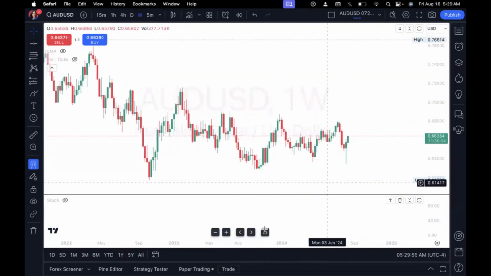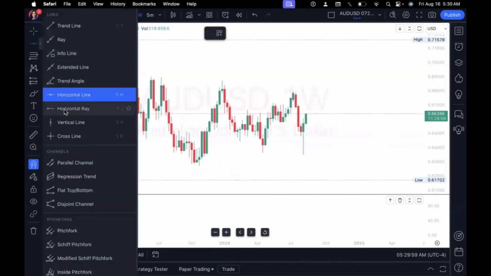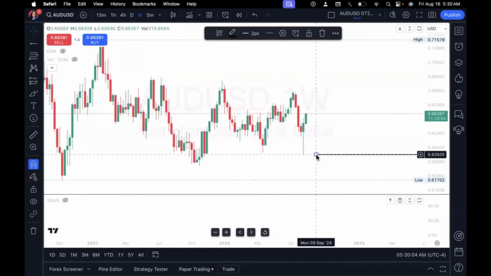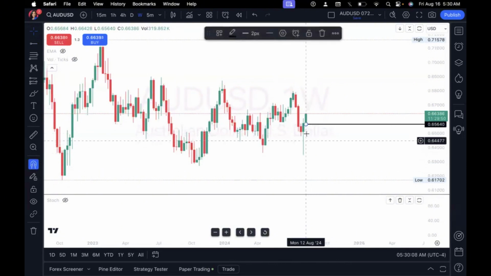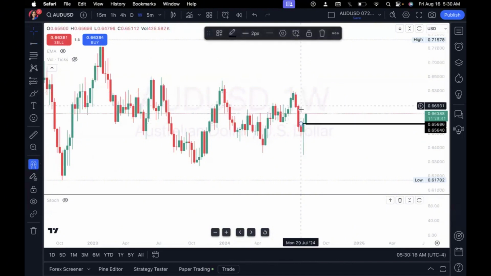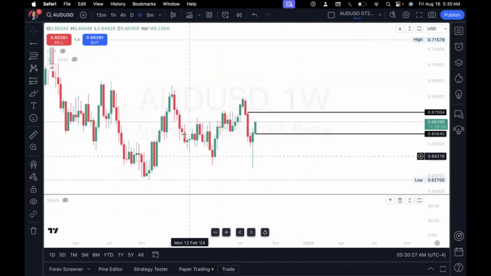We're going to use the previous week's candle, and we're going to get a horizontal ray. Make sure your magnet is on. And we're going to put our ray at the most recent low. And then we're also going to put a ray at the most recent high. But we're going to use a previous week's candle because this week's candle hasn't closed yet. So let's lock it in. So now we have a zone.